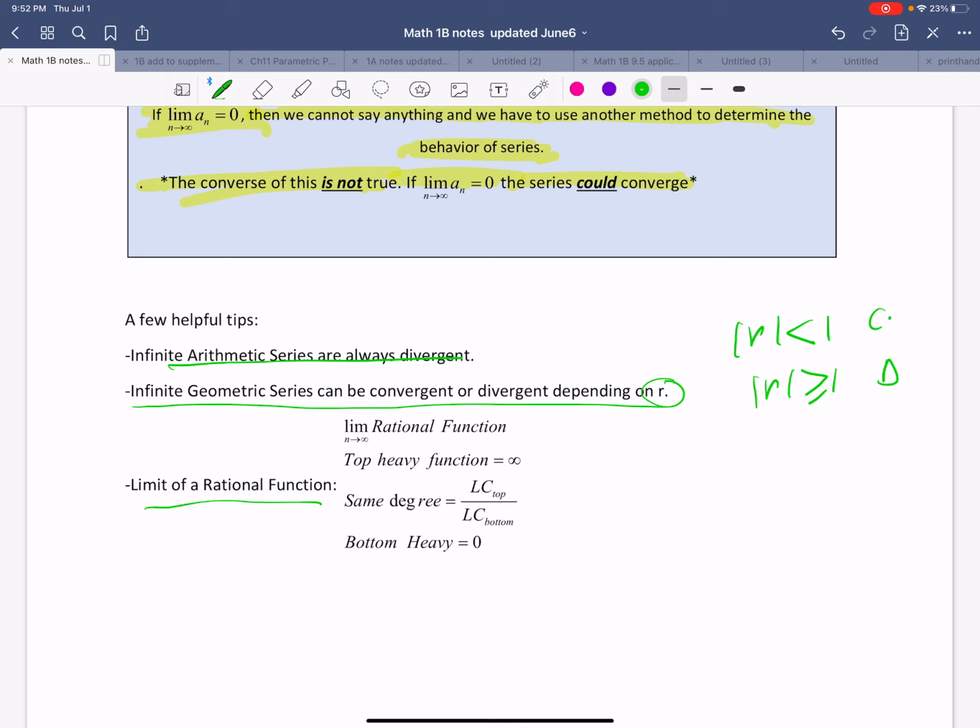Limit of a rational function: if you have a top heavy function, the limit goes to infinity. A bottom heavy function, the limit goes to 0. If we have the same degree in the numerator and denominator, the limit would be the leading coefficient of the top over the leading coefficient of the bottom when n goes to infinity.